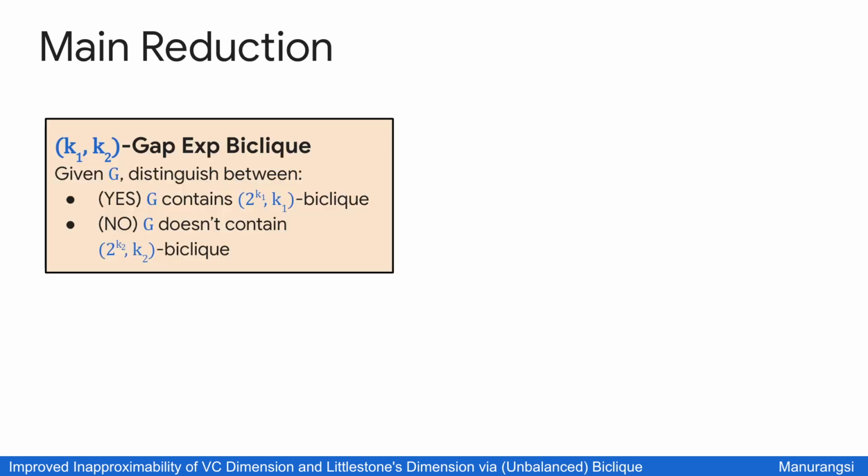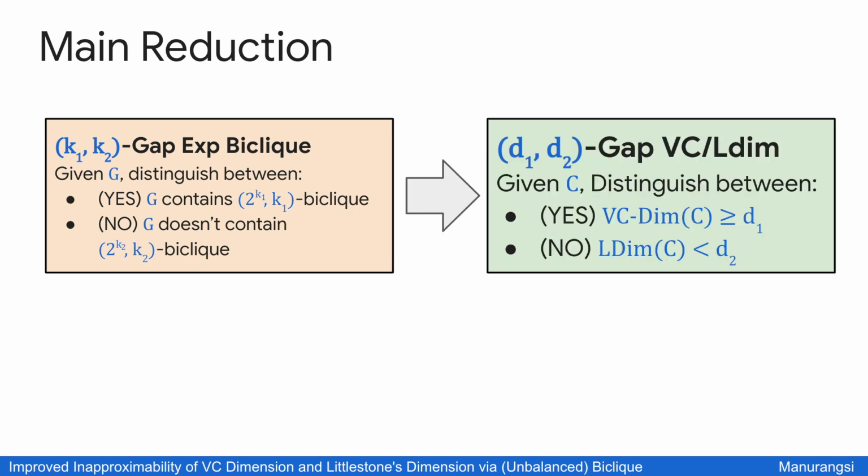So this brings us next to the main reduction. Our main reduction in this paper is a reduction from the gap exponential Biclique problem to the problem that we call gap VC dimension and Littlestone dimension, which is stated as follows. We are given a concept class C, and we want to distinguish between the yes case, where the VC dimension of the input class C is at least D1, and the no case, where the Littlestone dimension is less than D2. And here again, D1 is a parameter that is larger than D2.